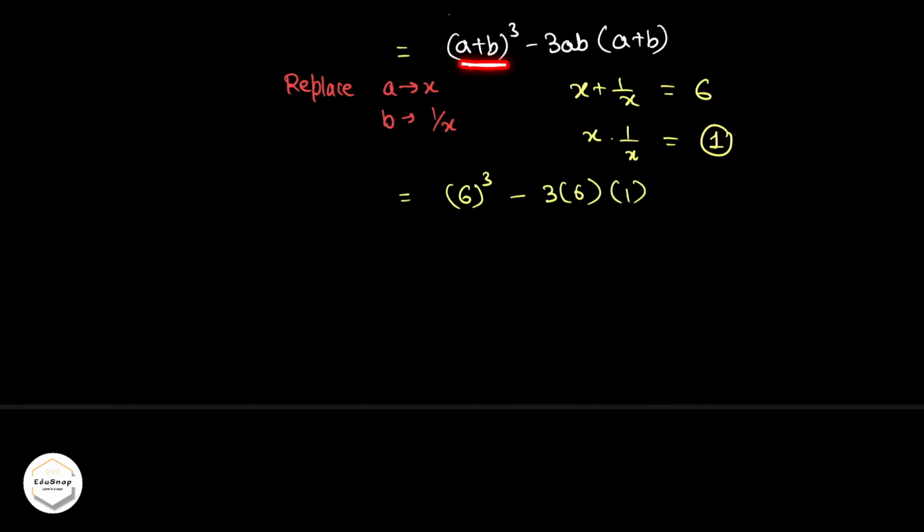Okay, if we substitute the values here, this is going to be 6 and this is going to be 1. Now 6 cube is going to be 216 and this is going to be 18. Now we just have to subtract them and we will get the answer, that is 198.